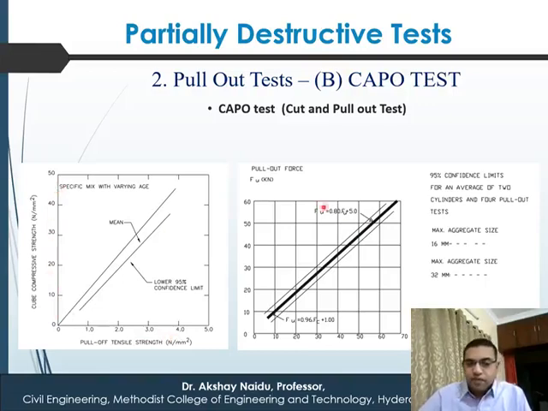Okay, and you have the pull out forces on this axis and the concrete compressive strength on the y axis. They are standards, and based on the pull out value, you can gauge the concrete compressive strength. So these are charts that are used.